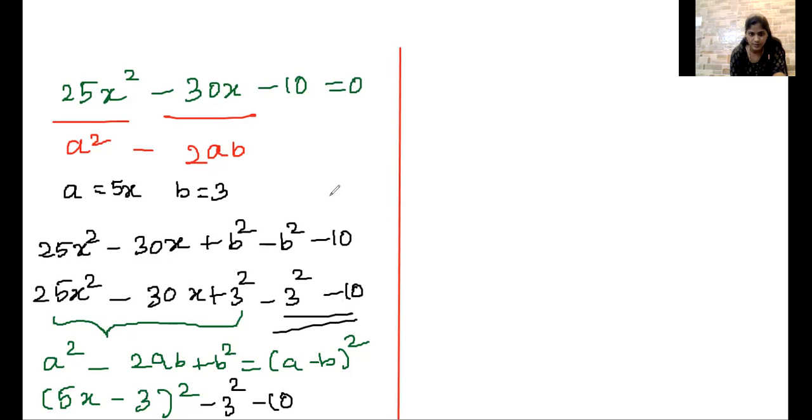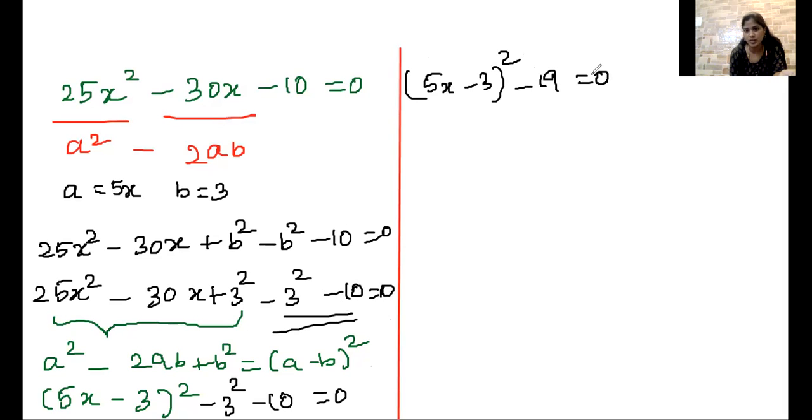Just write those steps as it is. And you are equating it to 0. Don't forget to do that. So just 5x minus 3 the whole square. And minus 3 square is nothing but minus 9. And you do have minus 10. So minus 9 and minus 10 will become minus 19 is equal to 0.